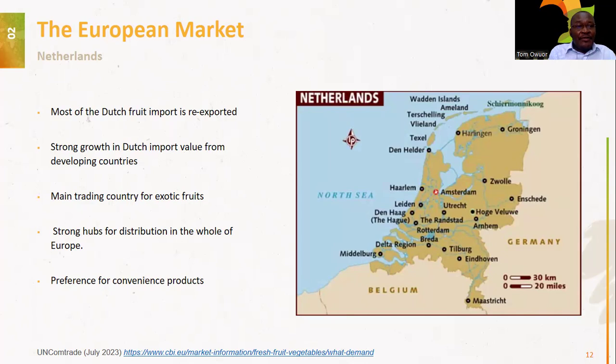Strong growth in Dutch import value from developing countries has been observed over the years, and it is the main trading country for exotic fruits. The Netherlands is a major distribution point for exotic fruits coming from developing countries. And as I've said, it is a strong hub for distribution in the whole of Europe, right? As you can see, where Amsterdam is, it neighbors Belgium and Germany. Fruits and vegetables into the port of Rotterdam or into Amsterdam get across European Union markets, including the UK, of course.